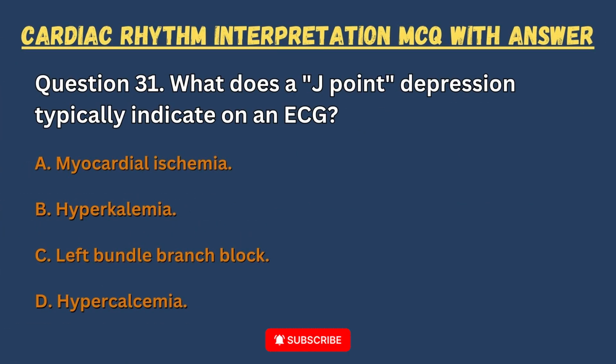Question 31. What does a J-point depression typically indicate on an ECG? A. Myocardial ischemia. B. Hyperkalemia. C. Left bundle branch block. D. Hypercalcemia.